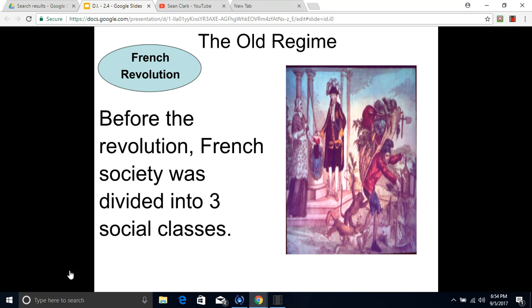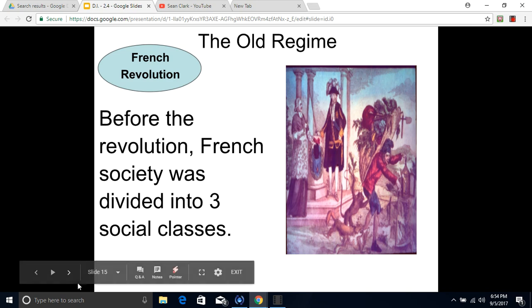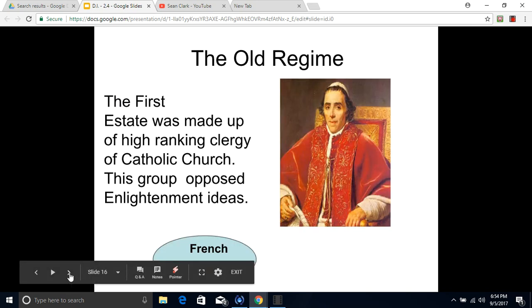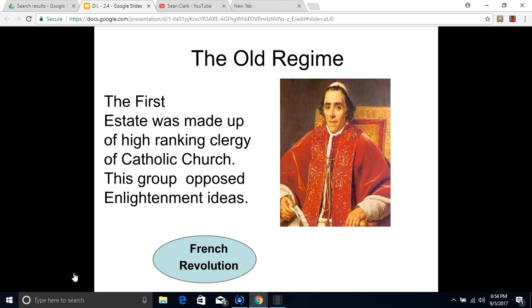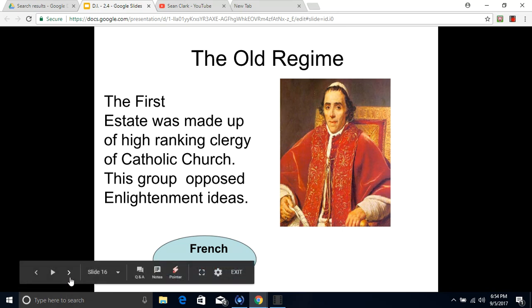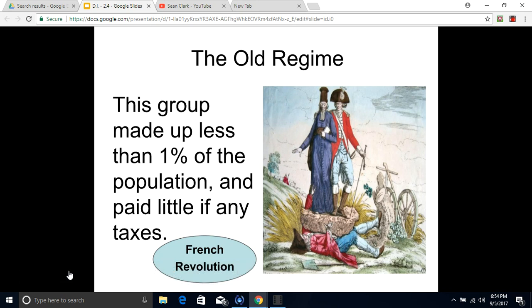Before the French Revolution, France was divided into 3 social classes. Next slide. The first estate was made up of high-ranking clergy of the Catholic Church. This group largely opposed Enlightenment ideas. In other words, the Catholic Church did not want to bring about any change in France at this time. They liked their position as it was. Next slide. This group, that is, high officials of the Catholic Church, made up less than 1% of France's population, and they paid little, if any, taxes.